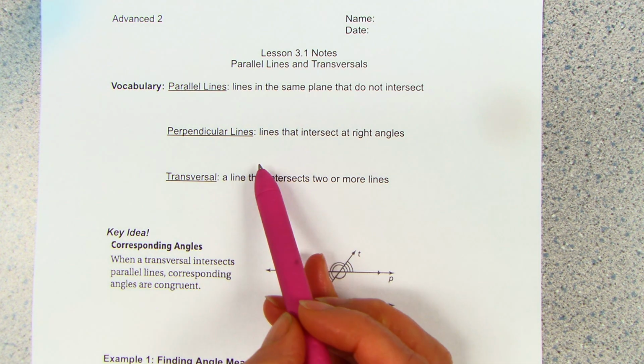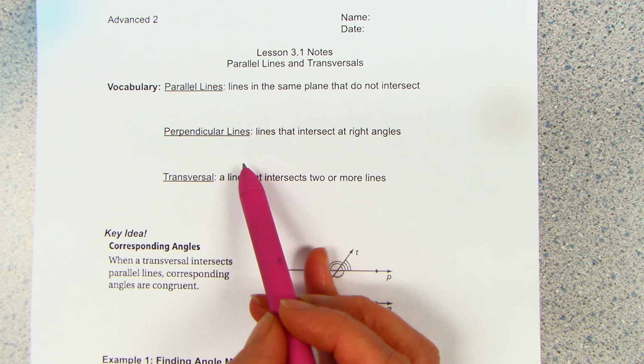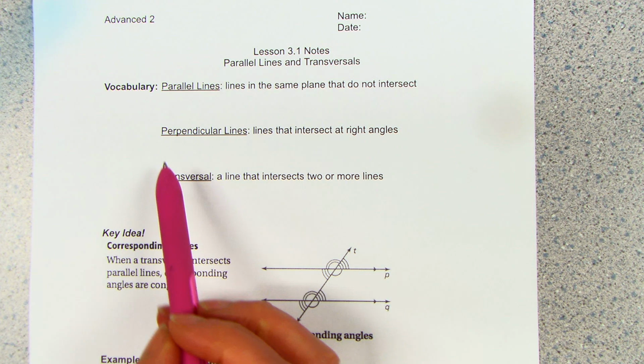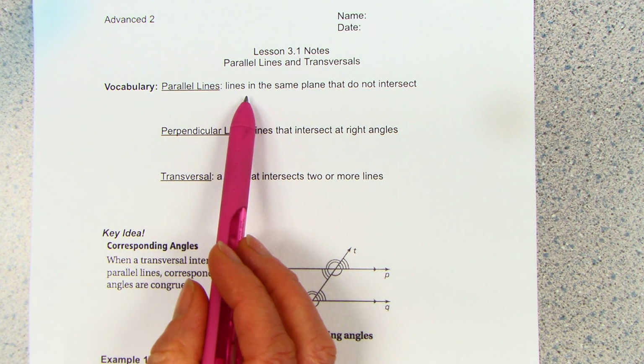These are the lesson 3.1 notes on parallel lines and transversals. Let's start with a little bit of vocabulary. Parallel lines are lines in the same plane that do not intersect.